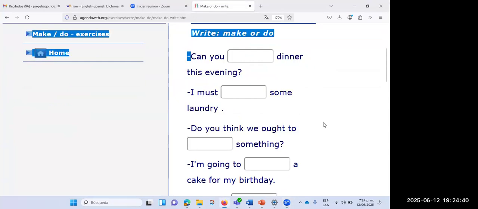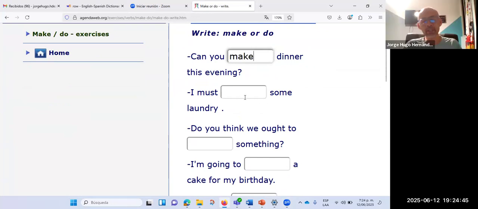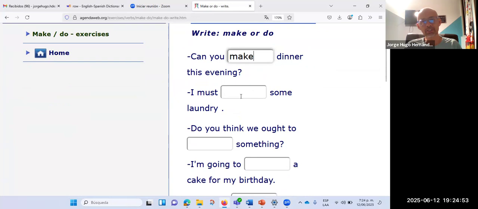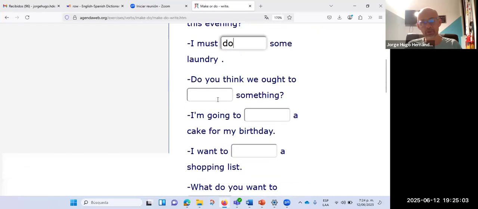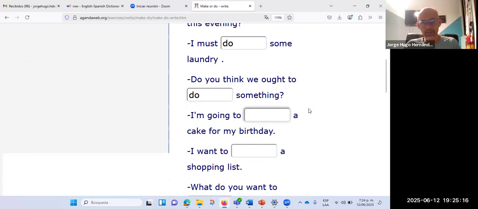Yeah, can you make the dinner? Read the whole sentence, Santiago, please. Can you make dinner this evening? Next. I must do some laundry. Do you think we ought to do something? Okay. Ingrid, next.